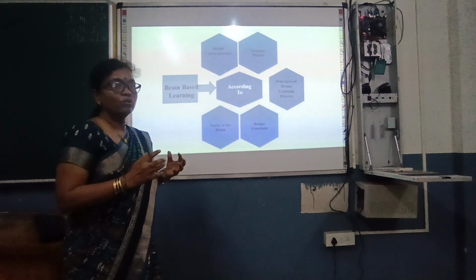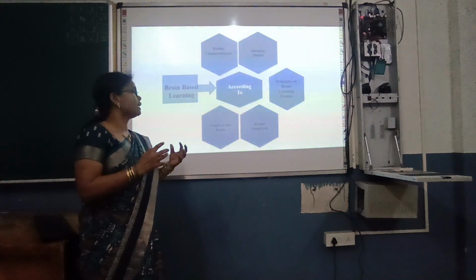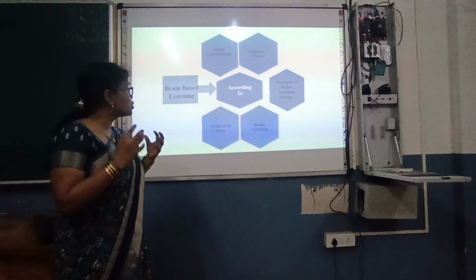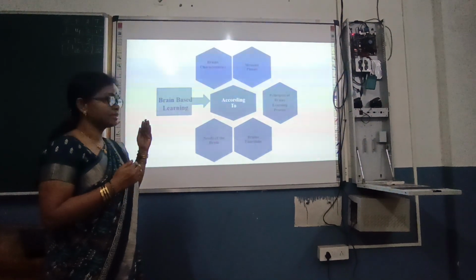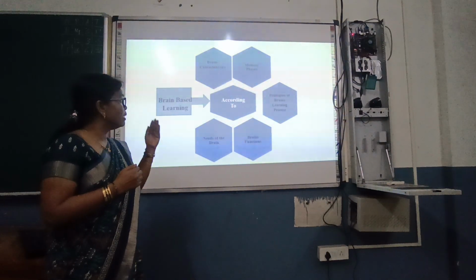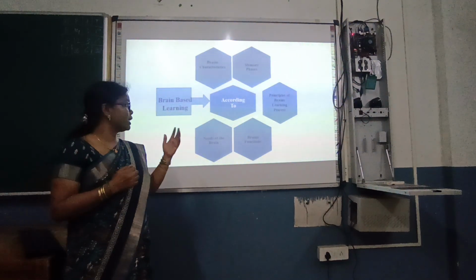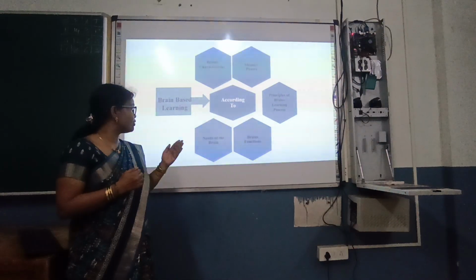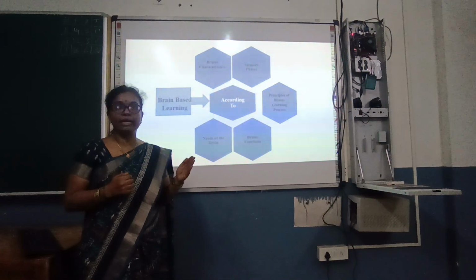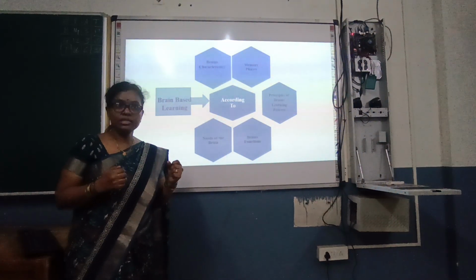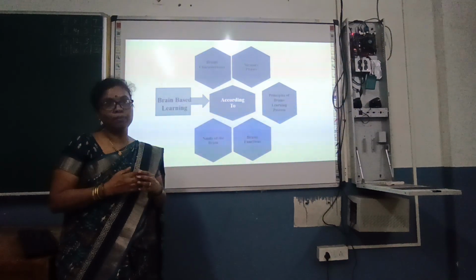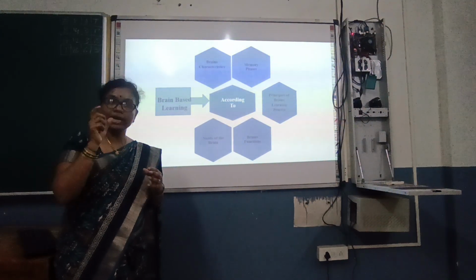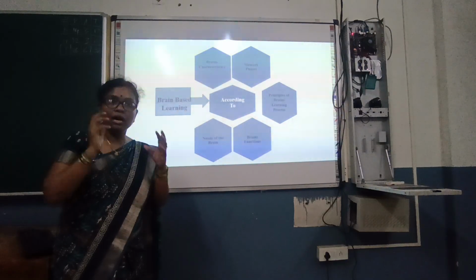So, then we can come to the conclusion that brain-based learning should be according to the brain's characteristics, brain's memory phases, principles of brain's learning process, brain's functions and needs of the brain. Because students, learning occurs in our brain. Brain is the only place where learning occurs.